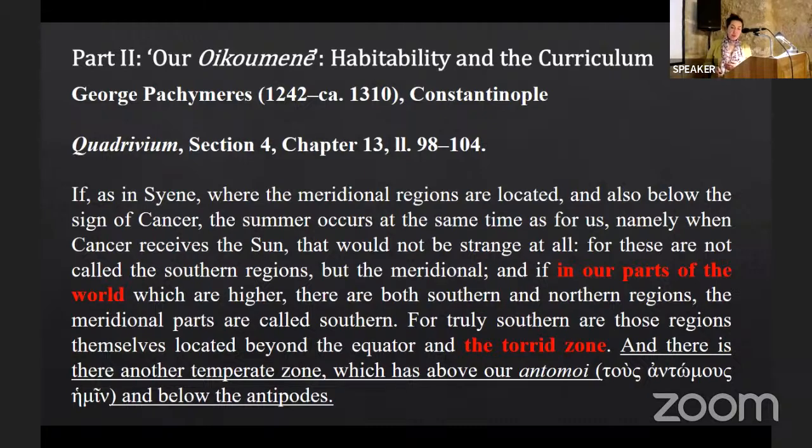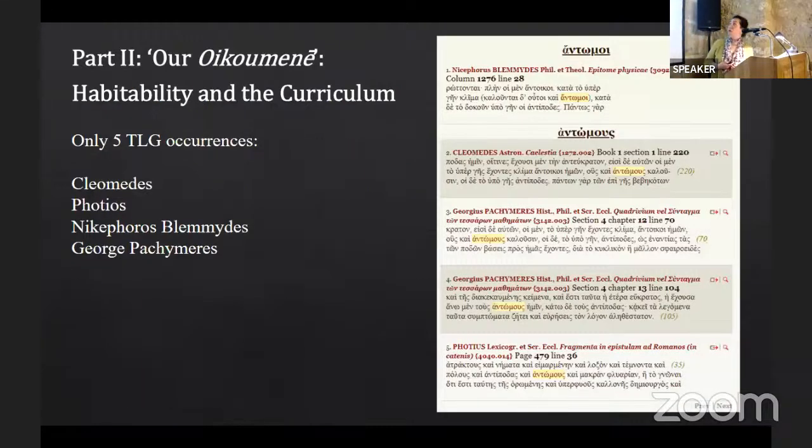And I just briefly want to show you that this rare word, antoikoi, has only 5 occurrences in the TLG, and it's one of those words that he borrows from Cleomedes. In addition to direct references, this is another proof that he was reading this textbook.